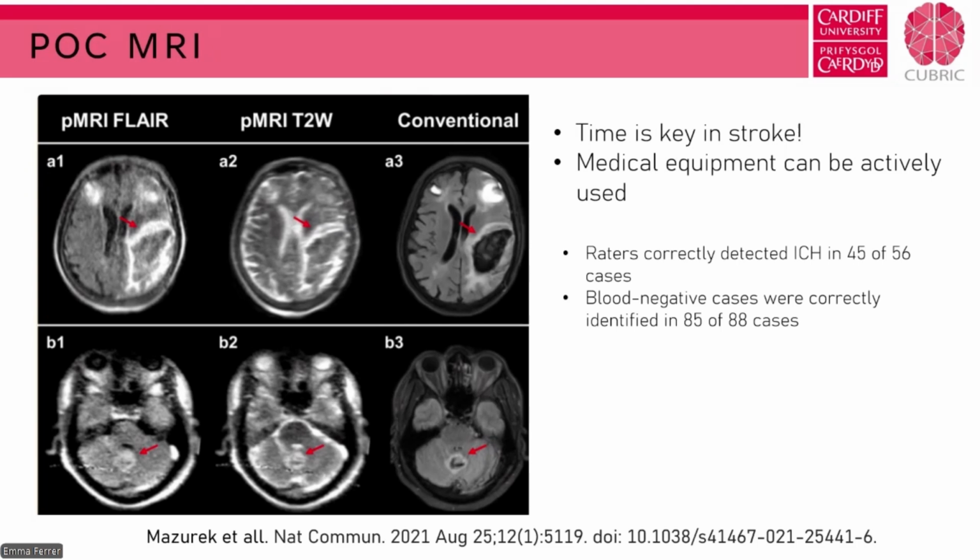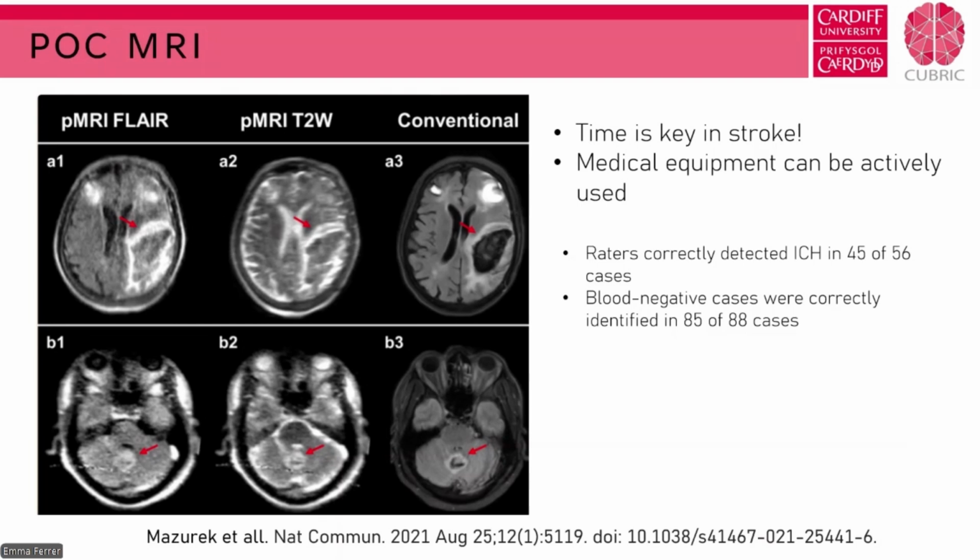The raters correctly detected the cerebral hemorrhage in 45 out of 56 cases, and blood negative cases in 85 out of 88. And this was compared against the conventional standard of care, which was either CT or MRI high field. So in this particular paper, they only looked at FLAIR and T2-weighted scans on the portable system, but obviously we know that diffusion is the standard for diagnosing stroke.